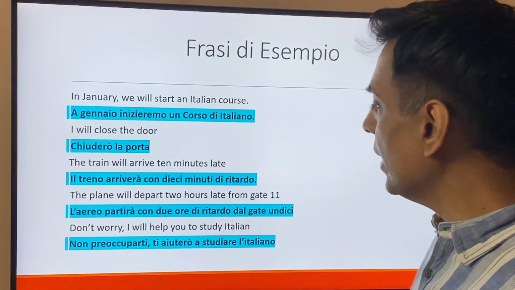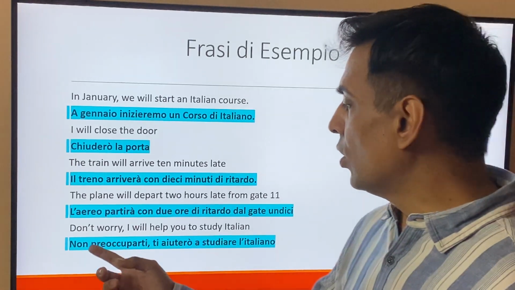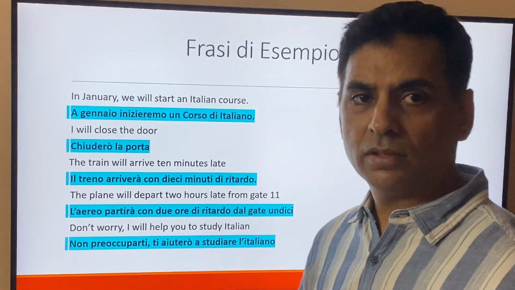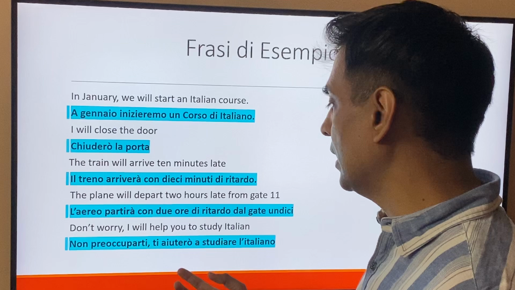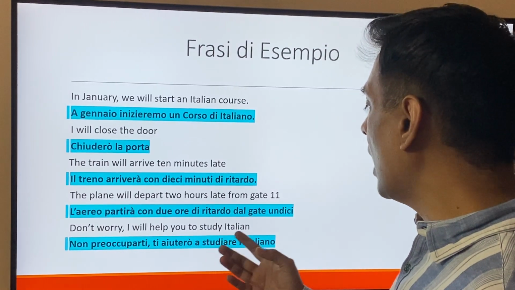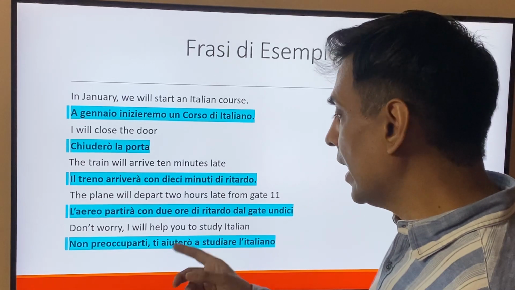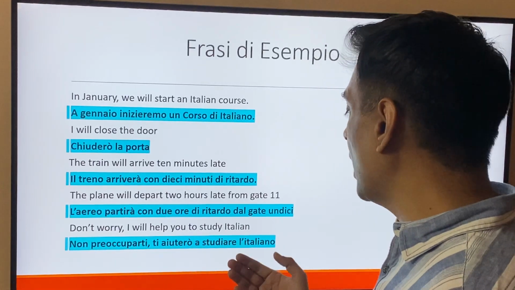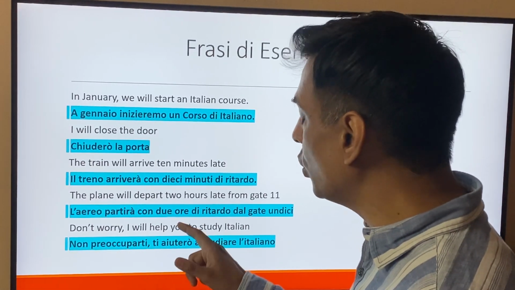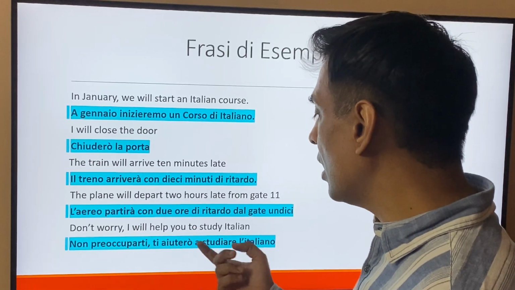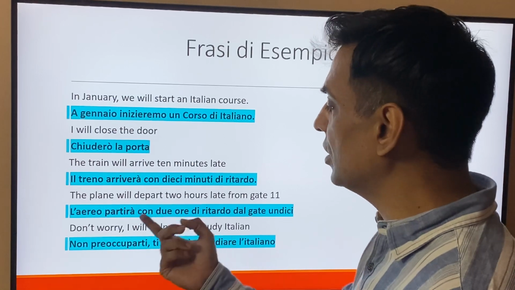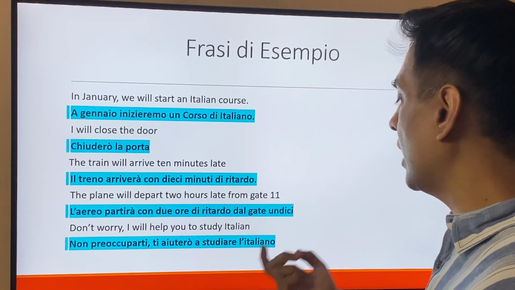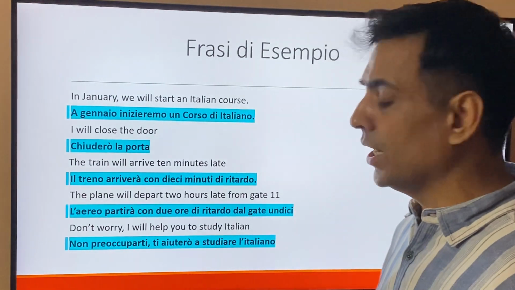Now the last one. Don't worry, I will help you to study Italian. Non preoccuparti. Non preoccuparti means don't worry. Okay, you don't have to bother. Be free. So we can say non preoccuparti. Ti aiuterò a studiare l'italiano. Now, aiutare, again, this comes under the are group. Aiutare means to help. Ti aiuterò a studiare l'italiano. Now here, ti means you. It does not mean I. The conjugation which we have done is according to the subject I. Now, why in Italian do we generally do this? We will learn more about it in detail in the next class.